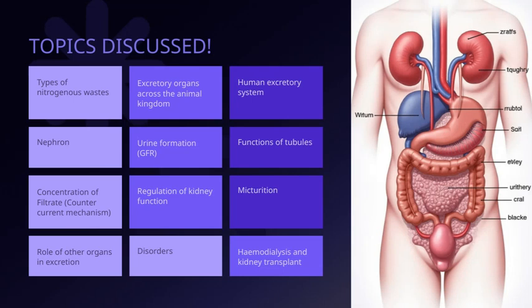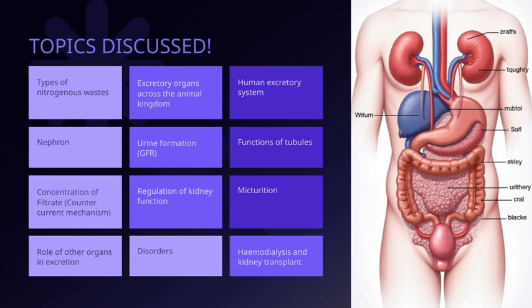Now, let's briefly touch on some specific topics related to excretion and kidney function. Hemodialysis and kidney transplants are critical treatments for those with severe kidney failure, helping to replace or support the kidney's filtering role. Moving on, micturition is simply the process of urination, which involves the coordinated activity of muscles and nerves. Disorders in this process can lead to significant health issues, so understanding their causes is important. Next, we have the functions of the tubules within the nephron. They're essential for reabsorbing nutrients, balancing ions, and concentrating urine.